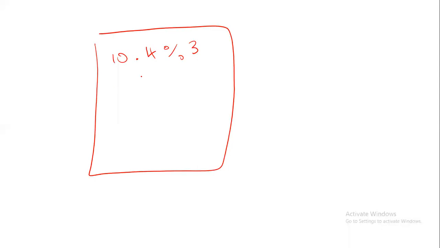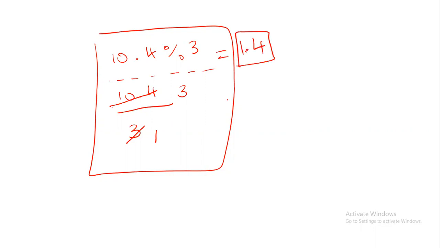Imagine I have 10.4 modulus 3. What's the answer? What you have to do for this question is first do 10.4 divided by 3 to find the remainder. So 3 ones are 3, 3 3s are 9. How many more is remaining from 9 to 10.4? 1.4 more is remaining. That's why the answer is 1.4.